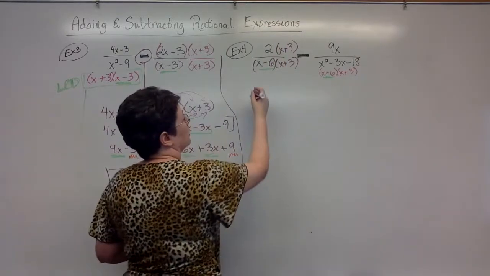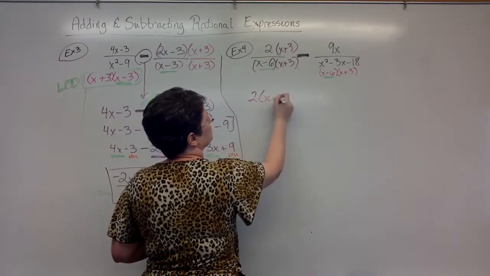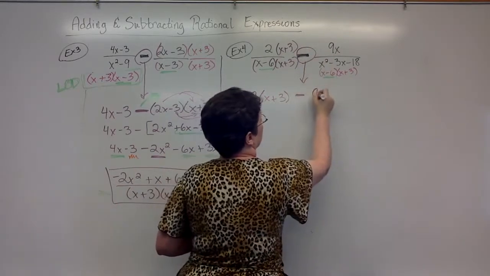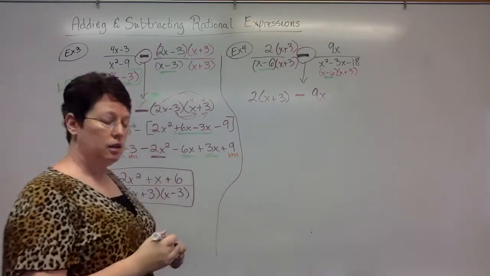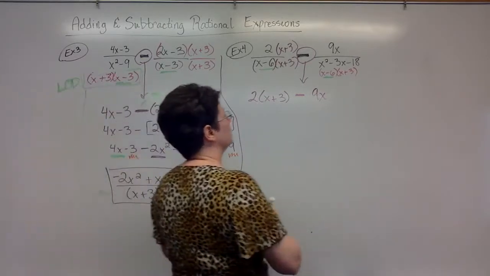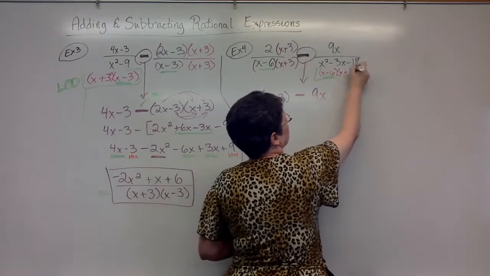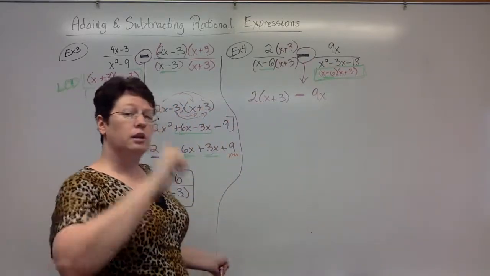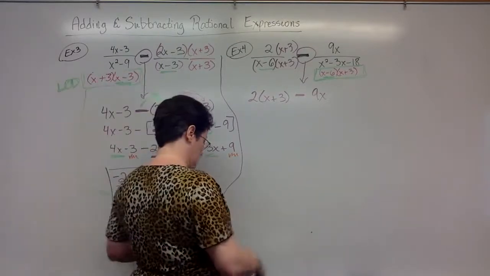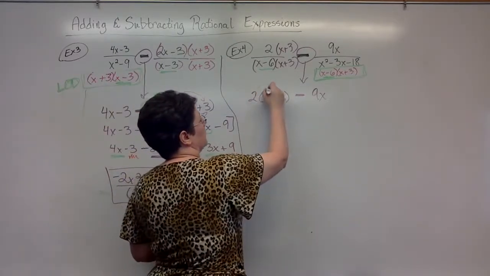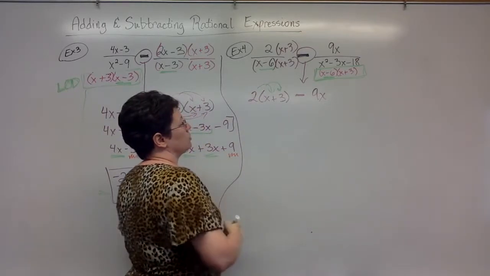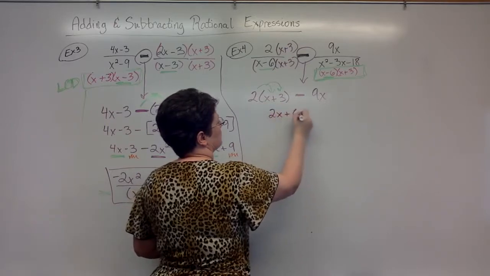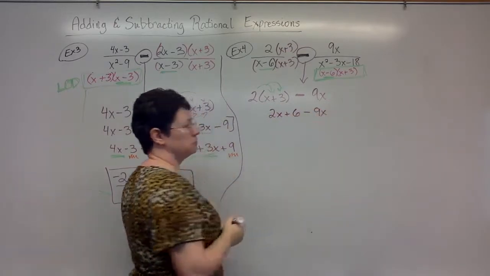Let's bring it down. I got 2 times x plus 3. Oh, big old negative sign. And then a 9x. Okay? What's the least common denominator? The least common denominator is both of them put together. X minus 6, x plus 3. We'll tack it on at the end. Let's do our little distribute here. And we will simplify. So I got 2x plus 6 minus 9x.